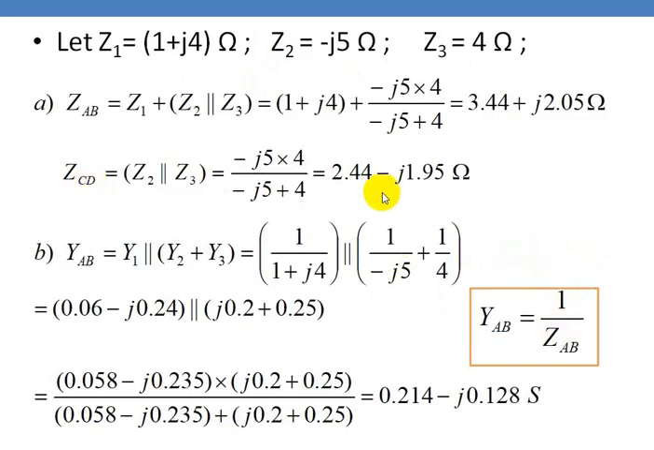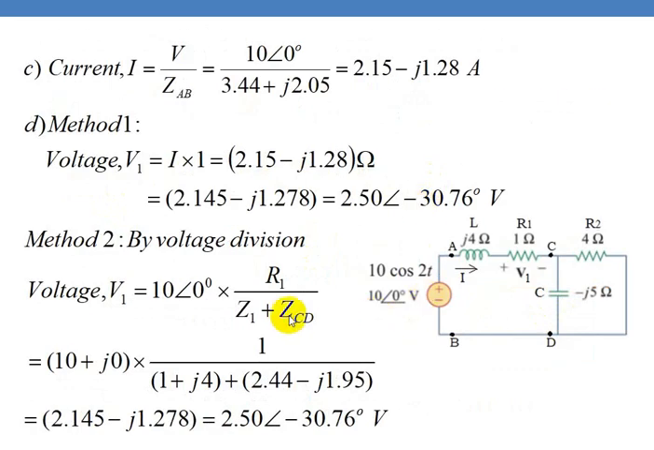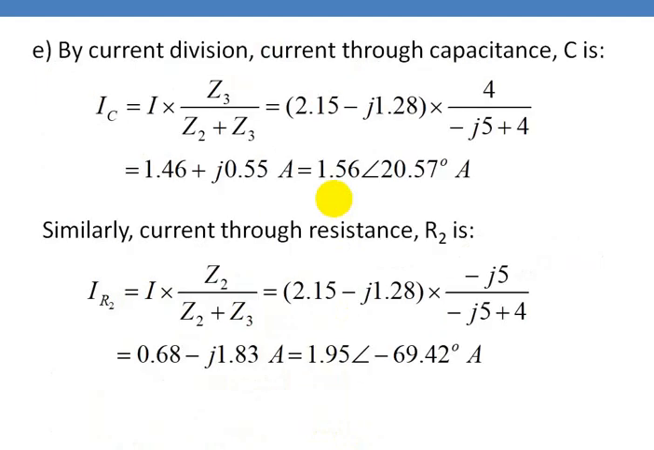So ZCD is 2.44 minus j1.95 ohms. Now you substitute in this formula: 10 at an angle of 0 degrees into R1 by Z1 plus ZCD. Now you substitute all the values. R1 value is 1, so you will get this value as 2.5 at an angle of minus 30.76 degrees volts. It is the same as the value we got for V1 in method 1.